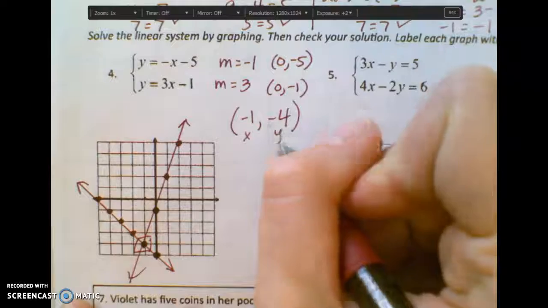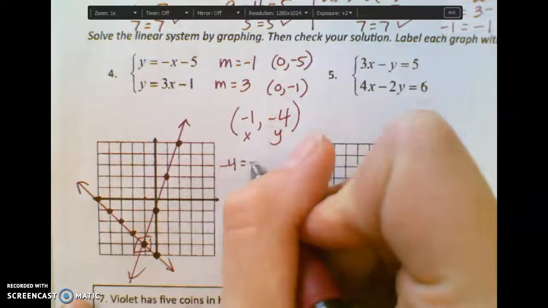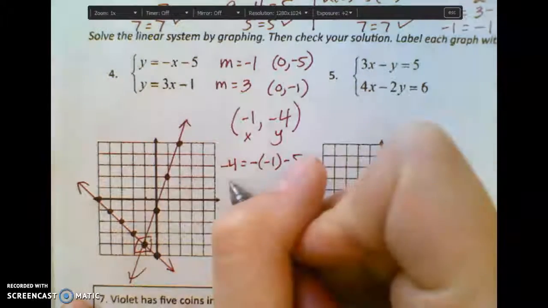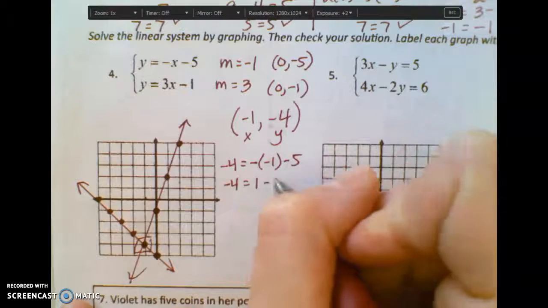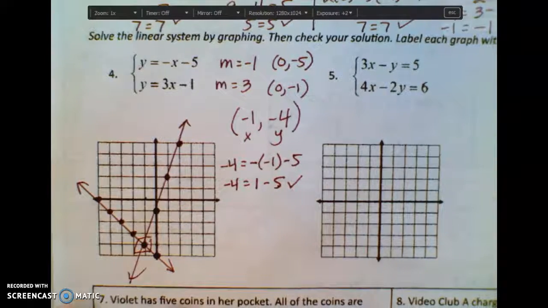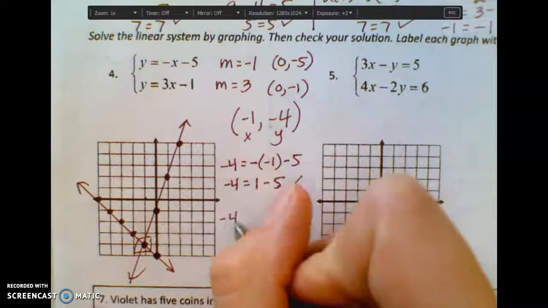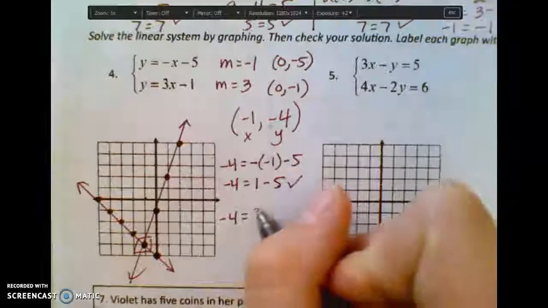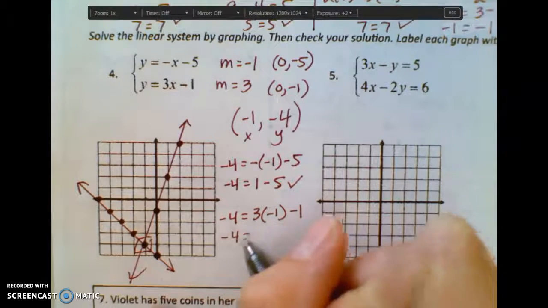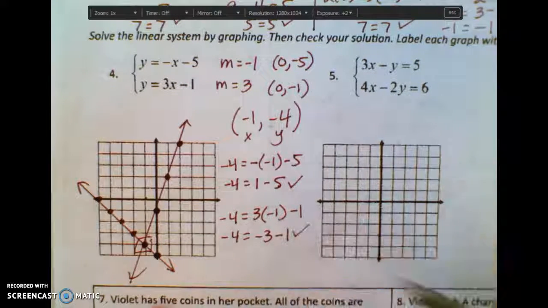Here's my x, here's my y. I'm going to plug in my y value for y. So negative 4 equals negative, here's my x value, negative 1 minus 5. Well, minus negative 1 is a positive 1. 1 minus 5 is negative 4, so yes, that works. Let's plug the x and the y into our second equation. So my y is negative 4. We think it equals 3 times negative 1 minus 1. Well, 3 times negative 1 is negative 3. Negative 3 minus 1 is negative 4, so we checked it.